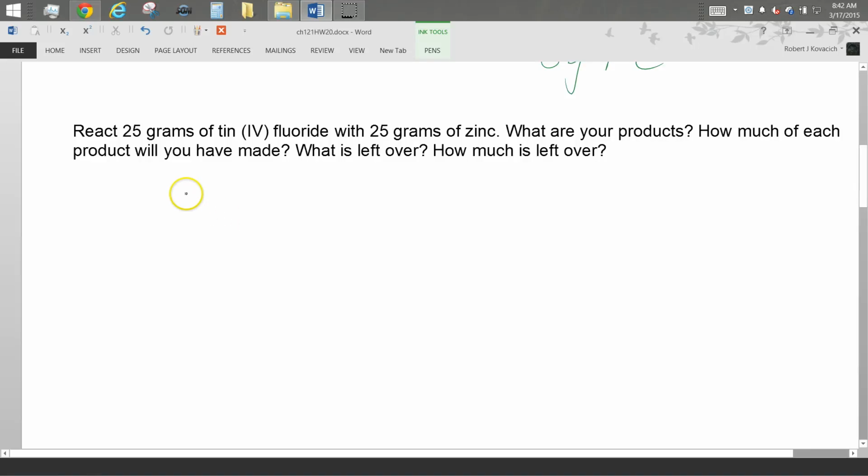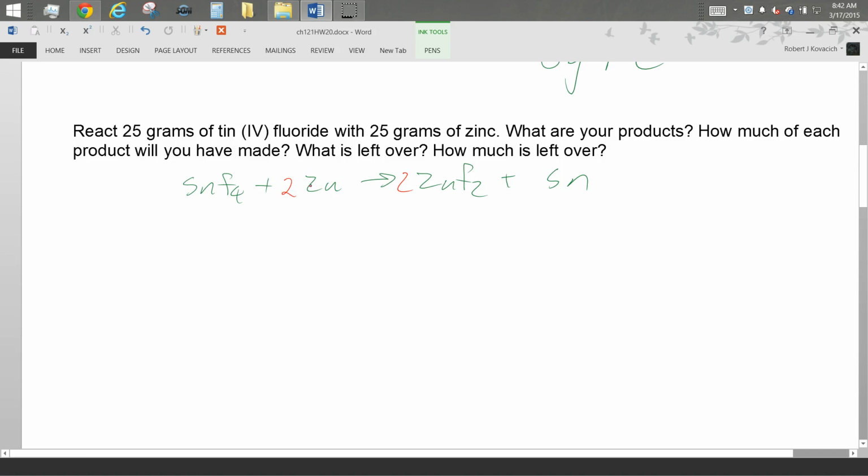So it's tin 4-fluoride plus zinc goes to zinc fluoride plus tin. I need a 2 here and I need a 2 here. Is that it? If I put a 2 there, then my fluorines are balanced, and I put a 2 there, and then my zincs are balanced.